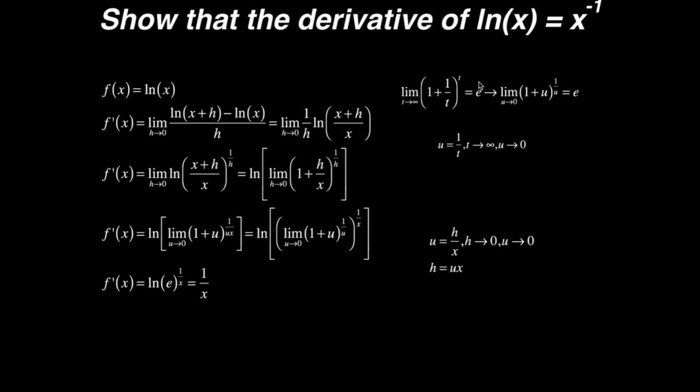What I can do, though, is I can transform this limit in the following way. I'm going to do a u substitution. I'm going to define u as being equal to 1 over t. So why do I do that? Well, I have a 1 over t right here. All right? So 1 over t I can just replace with a u. So you see the u right here.